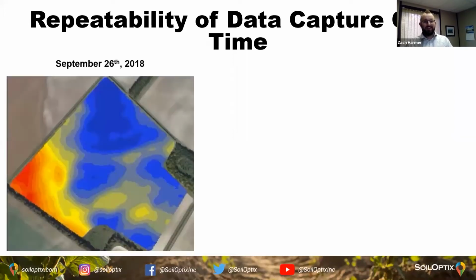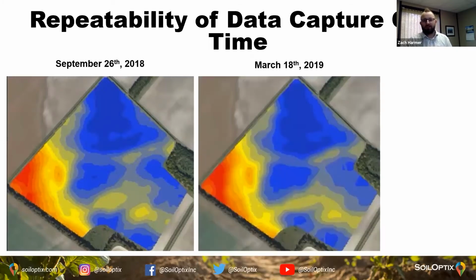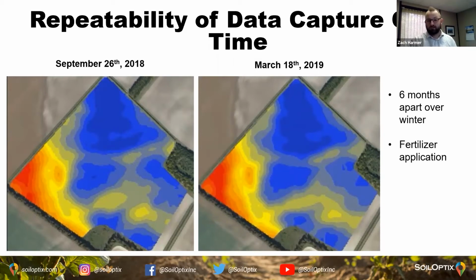When we look at data collected maybe September 26th of 2018, and when you pull a sensor across that field, you want to have the confidence that it is repeatable time after time, right? So we look here about 6 months apart, over winter as well. We've got a fertilizer application in between these two. And from a SoilOptix perspective, we have 2 different sensors that actually came across. So we can have the confidence that when we go in 2018 or even the fall of 2021, we can be confident we can utilize that sensor data time and time again, right? Again, bringing value to the grower, right?